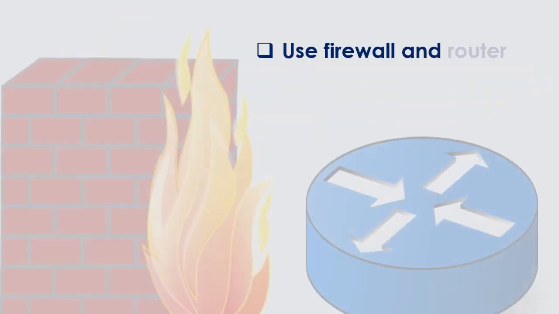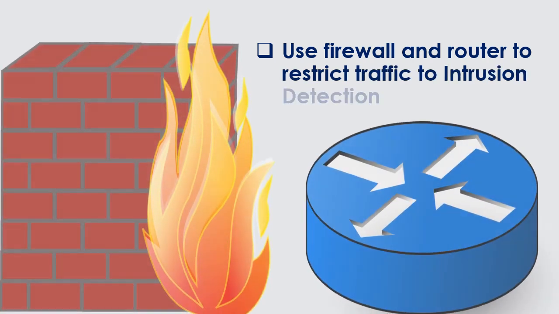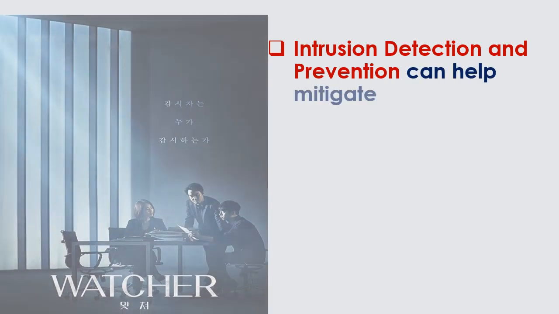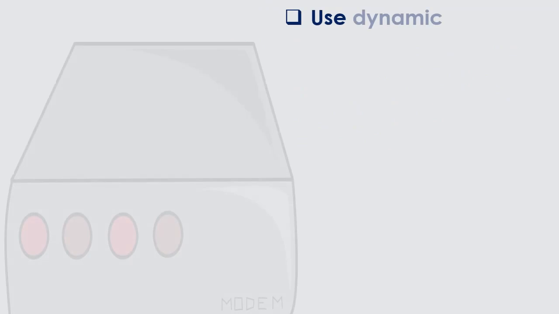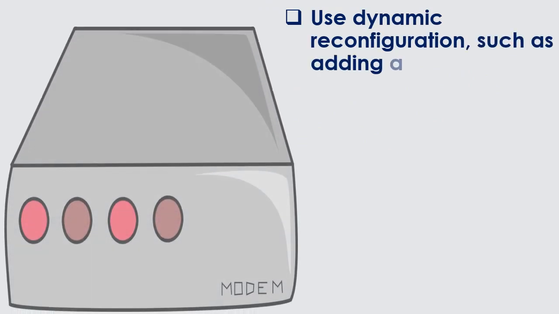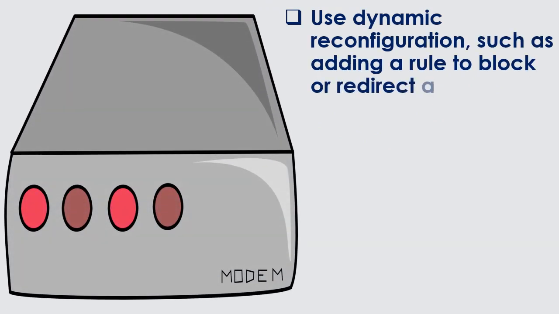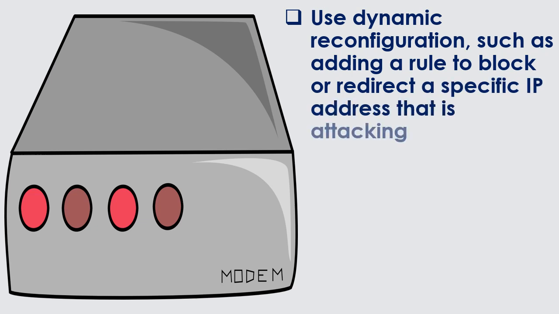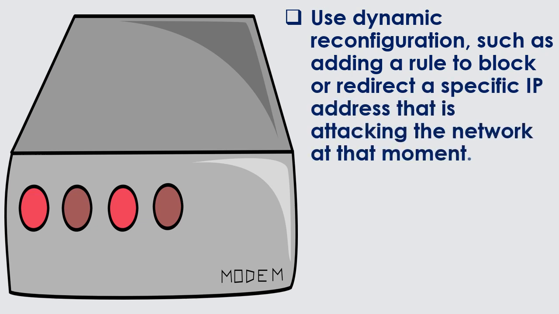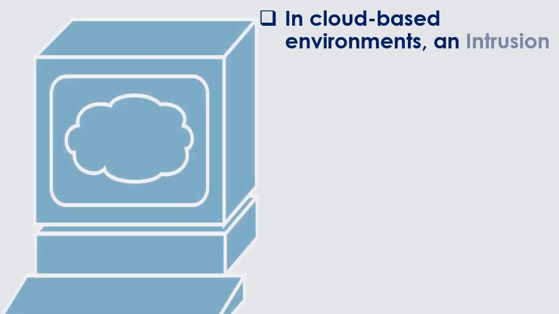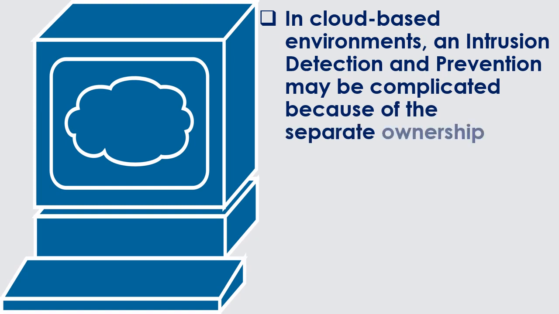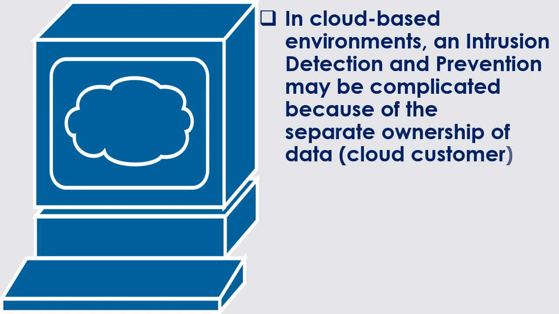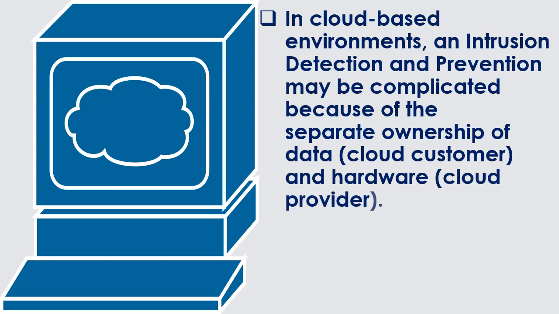Use firewall and router to restrict traffic to intrusion detection and prevention. Intrusion detection and prevention can help mitigate the insider threat by watching the watchers. Use dynamic reconfiguration, such as adding a rule to block or redirect a specific IP address that is attacking the network at that moment. In cloud-based environments, intrusion detection and prevention may be complicated because of the separate ownership of data, cloud customer, and hardware, cloud provider.